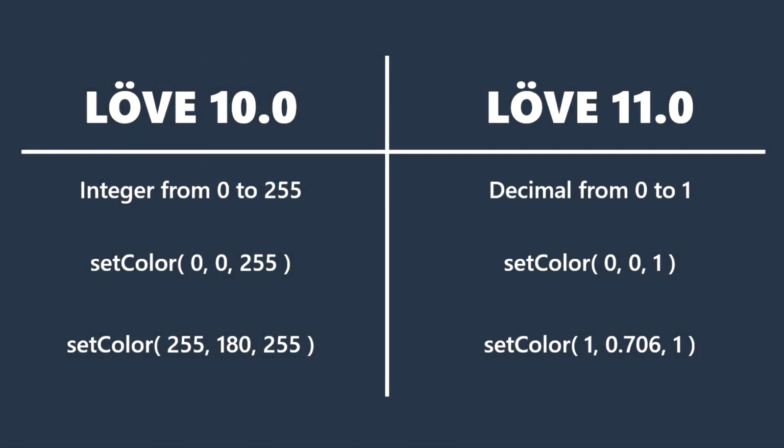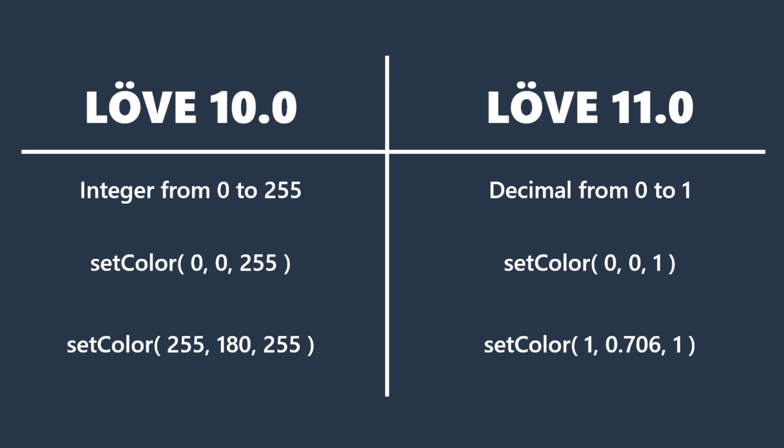I need to interrupt the lecture real quick to talk about how LÖVE was updated in version 11.0, where some of the stuff I just talked about isn't entirely accurate anymore. Like I just mentioned, originally, color values were integers in the range of 0 to 255. In versions of LÖVE that are 11.0 and later, this is no longer the case. The range is now decimal values from 0 to 1.